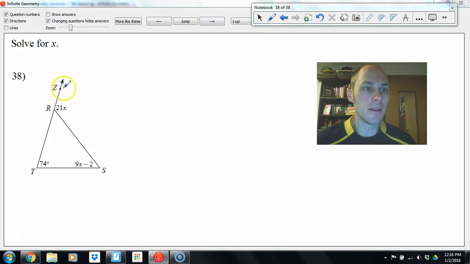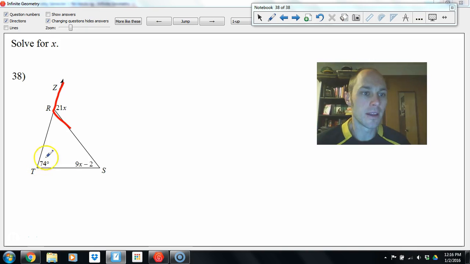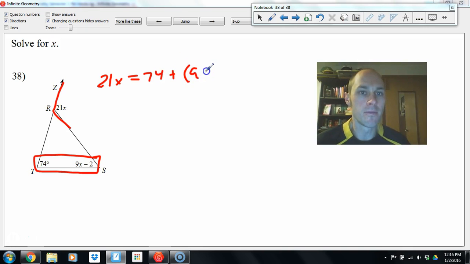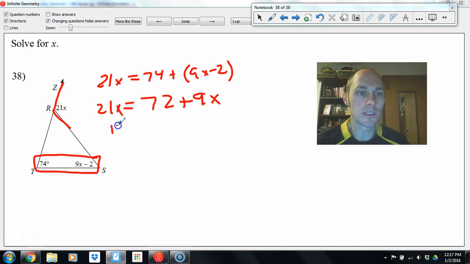So now in this problem, I know 21x is the exterior angle, and I know that it's going to be equal to the sum of the two non-adjacent interiors. So 21x will be equal to 74 plus 9x minus 2. And I can solve that equation down. So this will be 72 plus 9x equal to 21x. Subtract 9x from both sides. I get 12x equals 72. Divide both sides by 12. X will be 6.